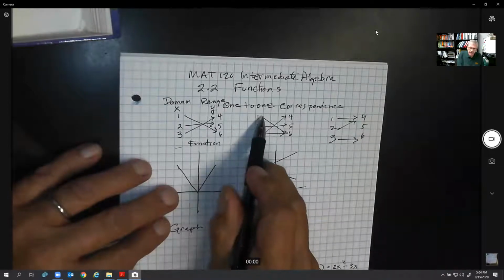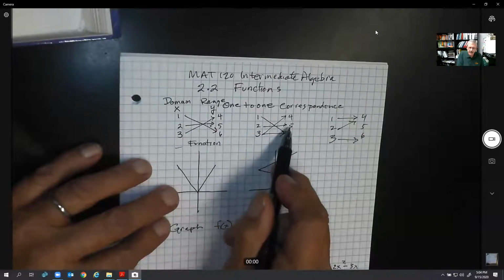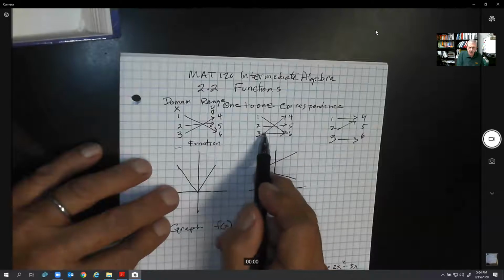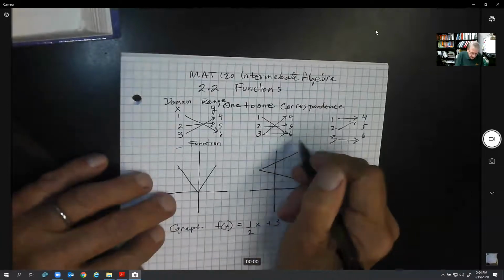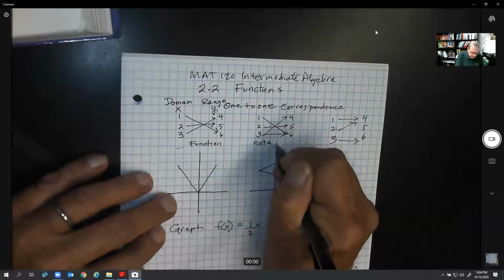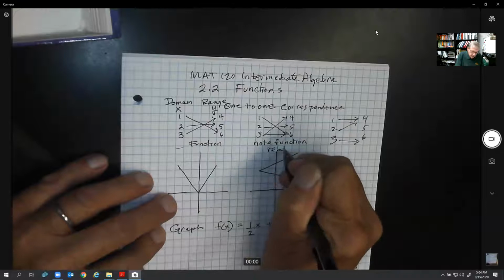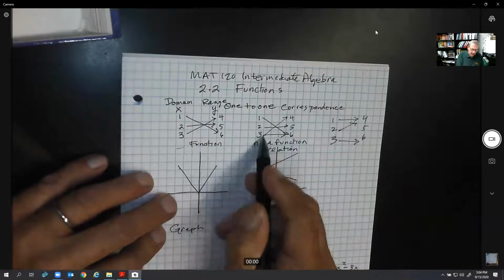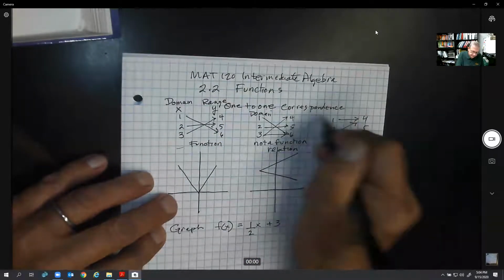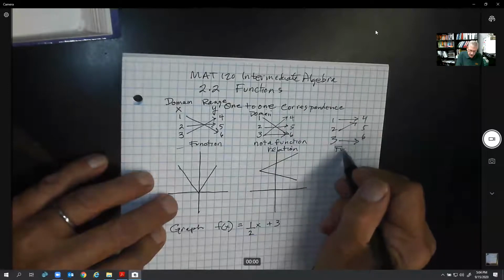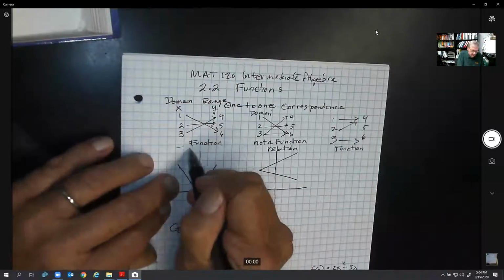Now in this one, you can see that 1 is shooting at 6, 2 is shooting at 5, 3 is shooting at 4, but it's also shooting at 6. It cheated, it grabbed an extra arrow, and therefore it's not a function. We would call this a relation, but there's too many arrows shot in the domain. Number 3 is a little cheater. This right here was a function. So these start out as relations, but a certain kind of relation is called a function.